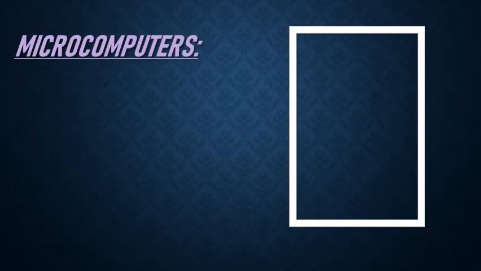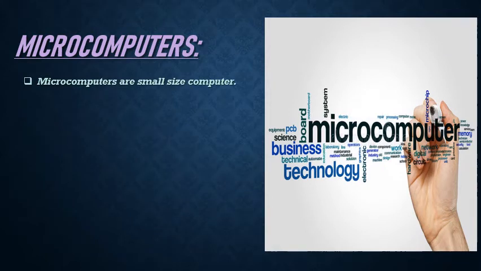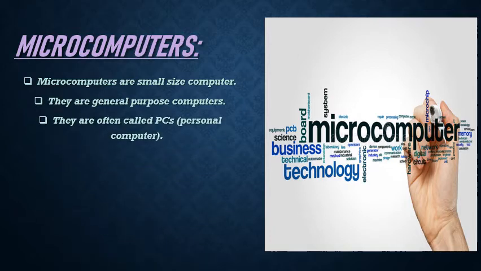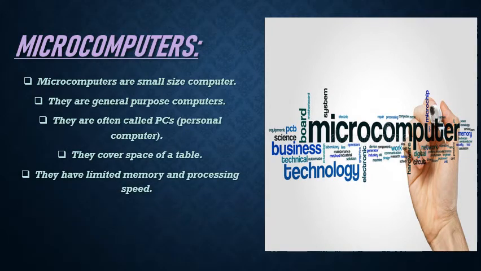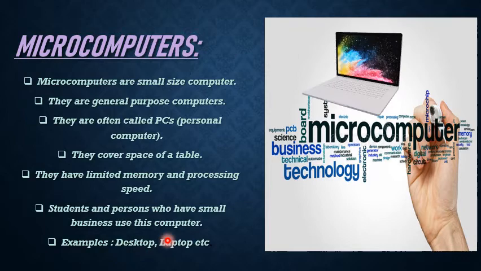Now here comes some of the general features of microcomputers, and these are: microcomputers are small in size. They are general purpose computers. They are often called PCs or personal computers. They cover the space of a table. They have limited memory and processing speed. Students and persons who have a small business use this computer. And the examples are desktops and laptops.